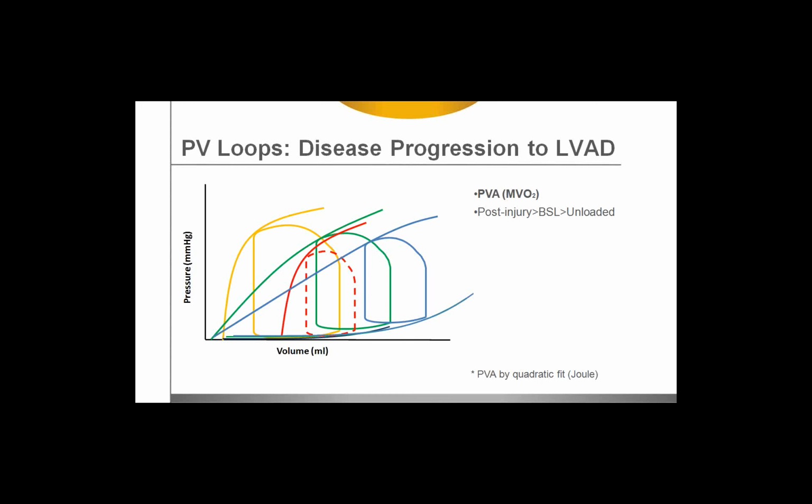So the PV loop in this setting is able to predict and compare, that's the important point here, how good unloading is using different left ventricular assist devices.